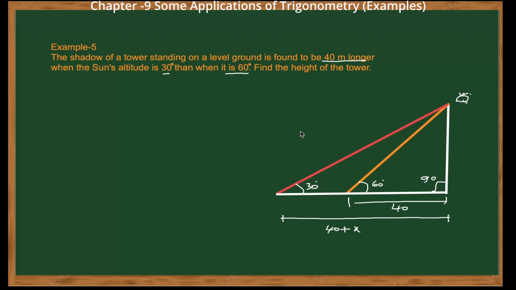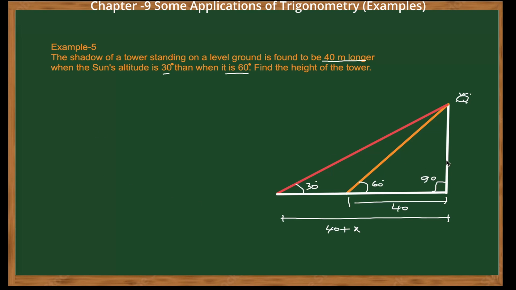So this is what it's trying to say here. Please read it here: it is found to be 40-meter longer when the sun's altitude is 30 degree. It's saying longer, but how much? That value we don't know. When it was 60 degree, this was 40. It is saying clearly longer, but longer by what? That value we don't know, so that's why I put an x.